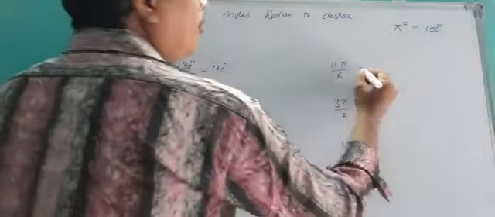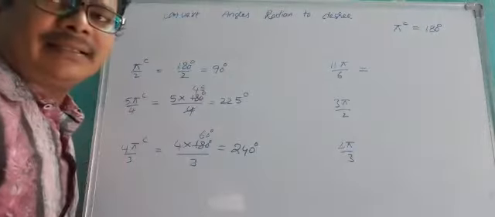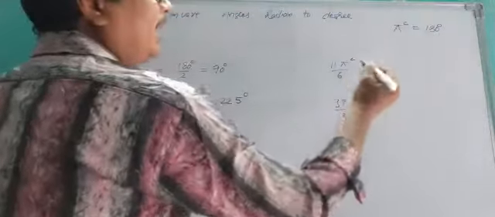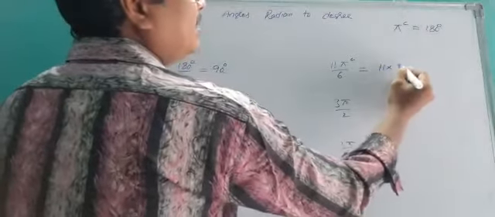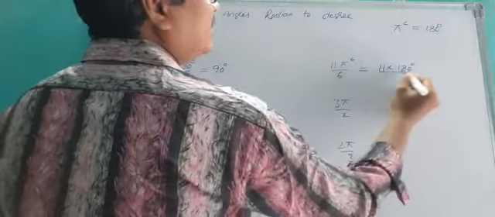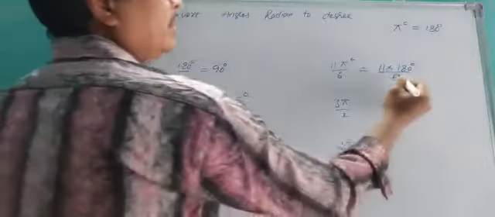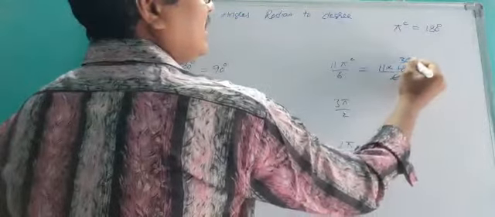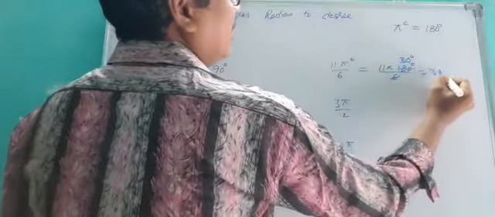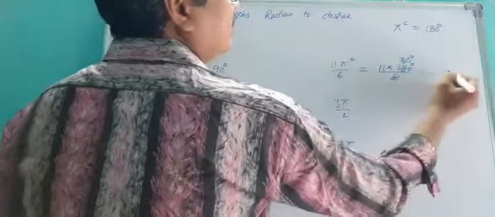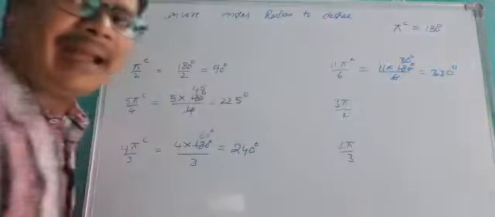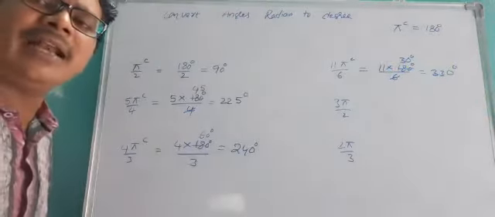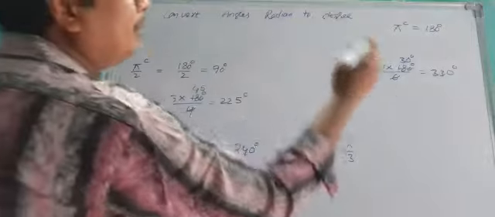Now 11 pi by 6. That means 11 pi radians by 6. So 11 into pi radians equal to 180 degrees by 6. The 6 1s are 6, 6 3s are 18, that means 30. So 11 3s are 33, totally 330 degrees. This is the conversion of radian to degree.